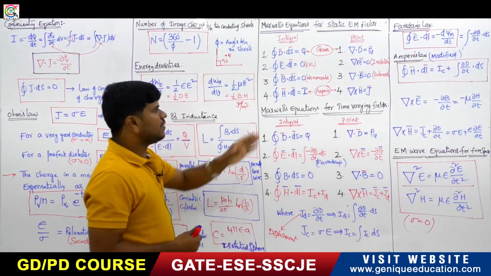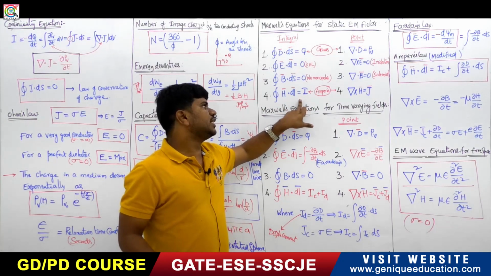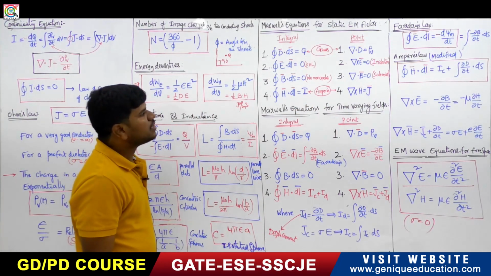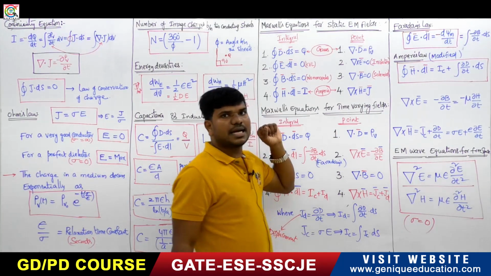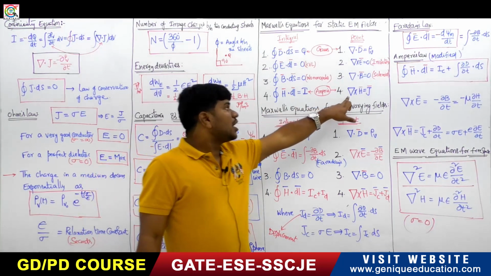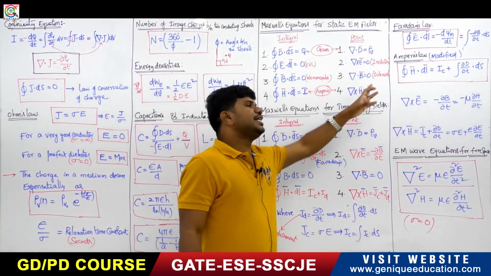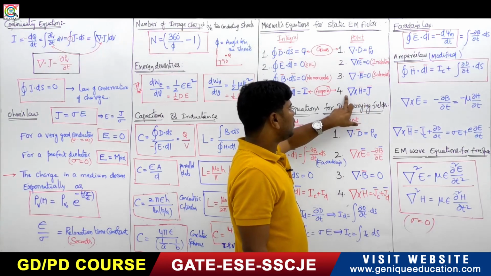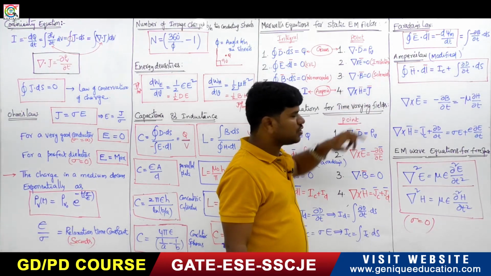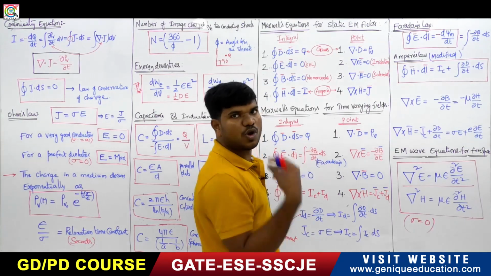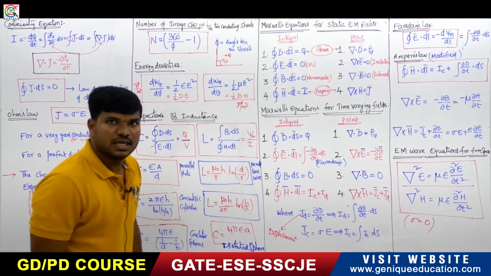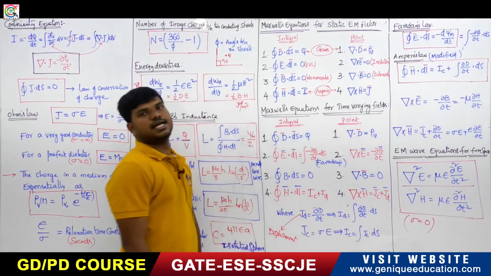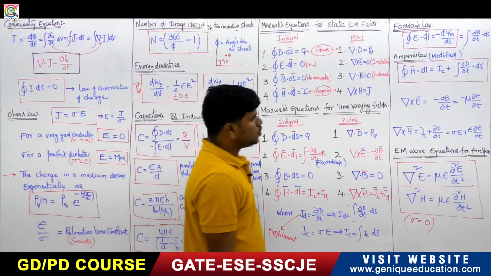Now come to the fourth one. If you write the Stokes theorem for this, you will get del cross H equals J. So what is del cross H? The curl of the magnetic field intensity is the current density. Ampere per meter into per meter gives ampere per meter square, which is the unit of current density. So del cross H is equals to J.